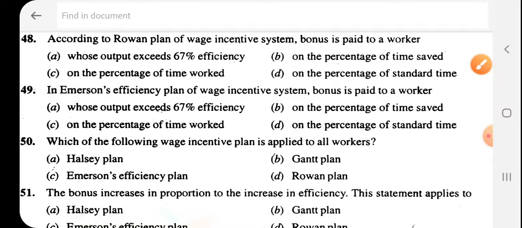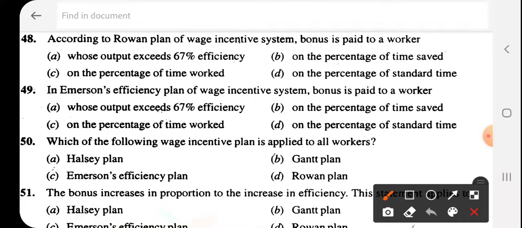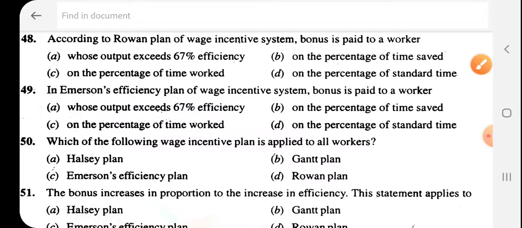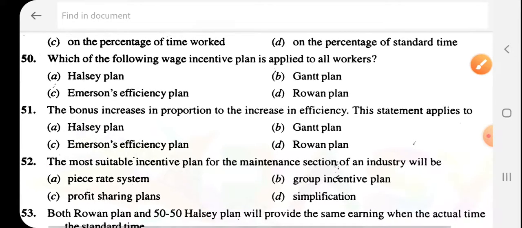In Emerson's efficiency plan of wage incentive system, a bonus is paid to a worker whose output exceeds 67% efficiency. So if a worker's efficiency exceeds 67%, then he will get the bonus. Okay, which of the following wage incentive plans is applied to all workers?